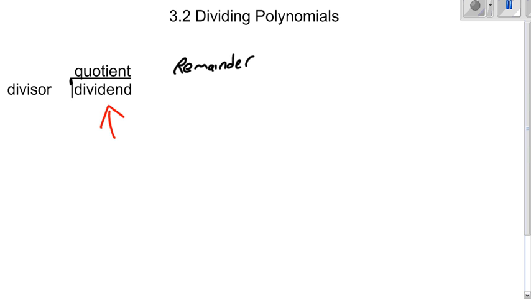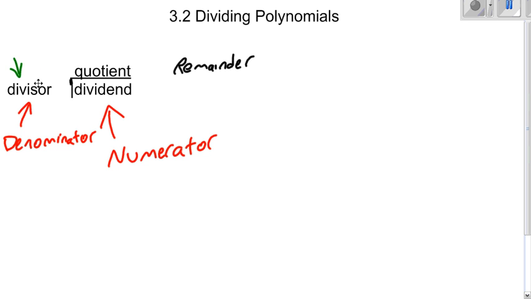The dividend, if it's a fraction that you're starting with, since fractions are just division, the dividend is the numerator. The divisor is the denominator. Also, if it's written in a sentence, the divisor is the thing that it says divided by this. And then quotient is just the answer.